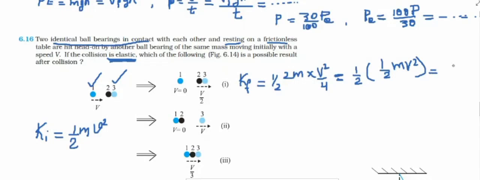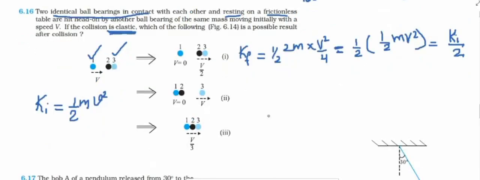is equal to Ki by 2. So what does it mean? Kinetic energy becomes half there. So kinetic energy becomes half. Okay, let's see the other case also.